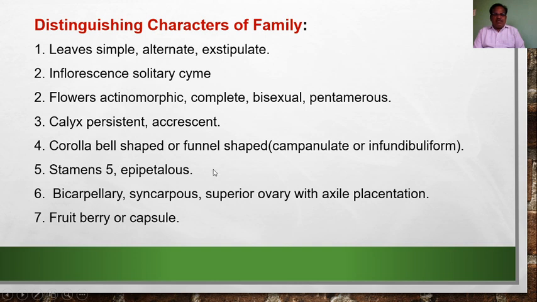Corolla is bell-shaped or infundibuliform, which is known as funnel-shaped corolla. And stamens are 5. They remain attached to the petals, so it is known as the epipetalous condition. It is the typical character of the family Solanaceae. Then one more thing, the ovary is bicarpellary, syncarpous, superior with axile placentation, and the fruit is a berry or capsule.